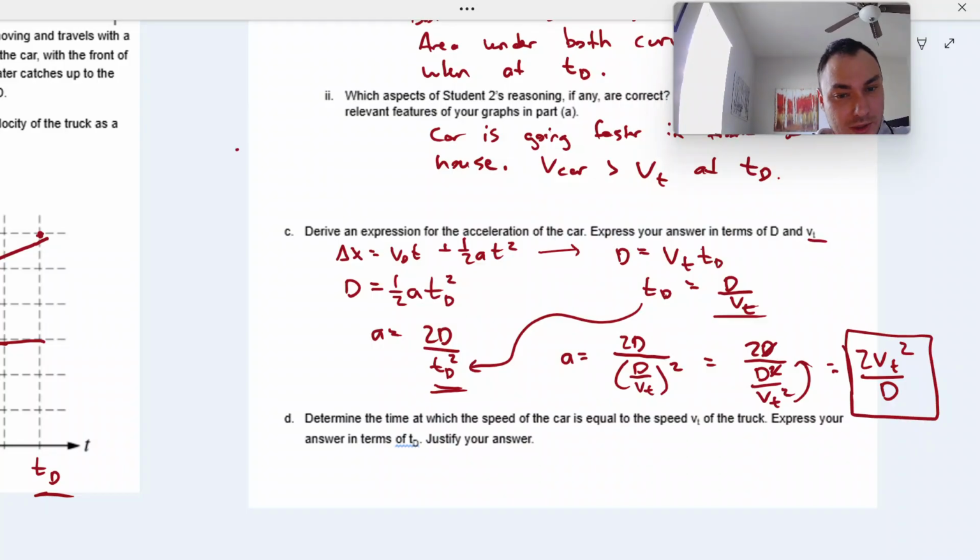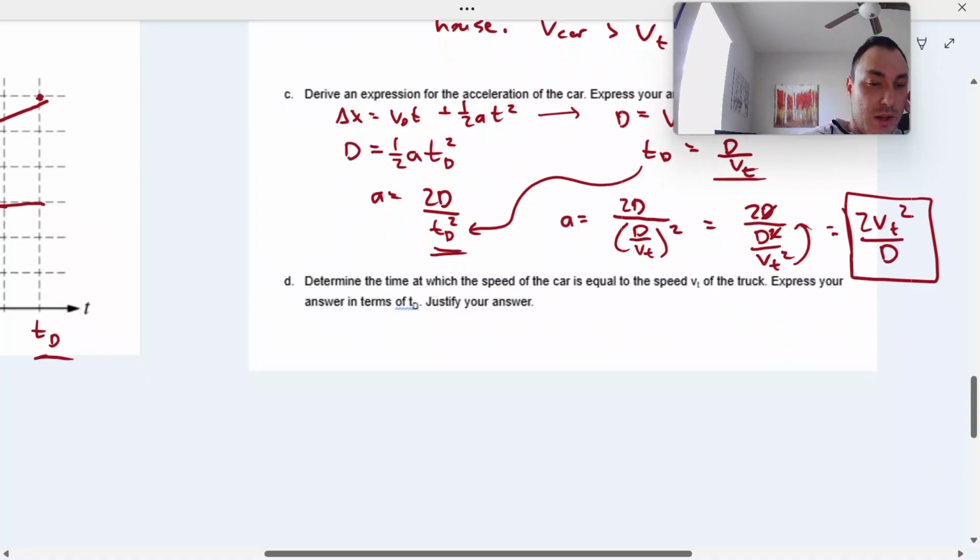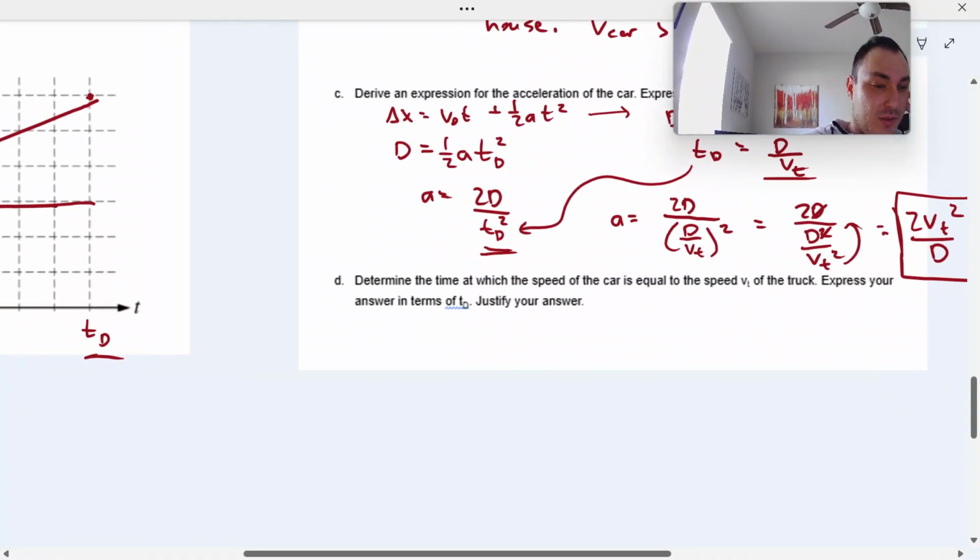The tricky thing with this is just recognizing we had to solve in terms of the velocity of the truck, not the velocity of the car. So we had to use two expressions, one for the car and one for the truck, and relate those two to each other. Determine the time at which the speed of the car is equal to the speed of the truck. Express your answers in terms of td.